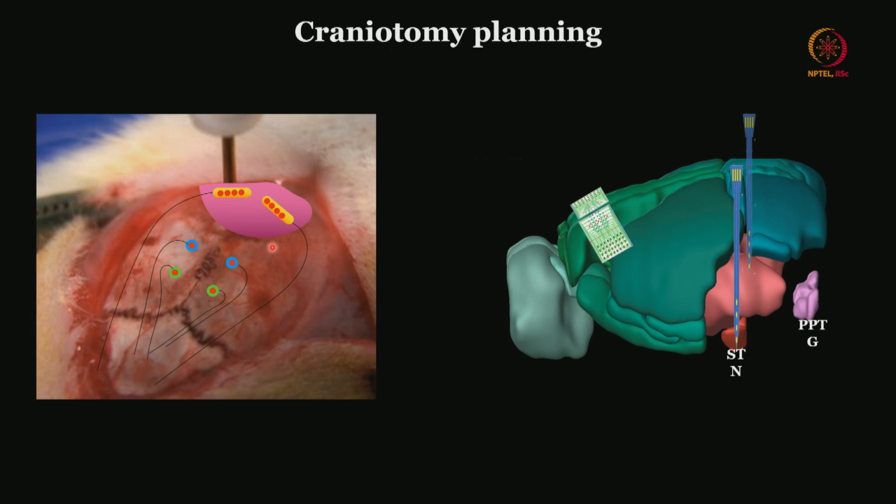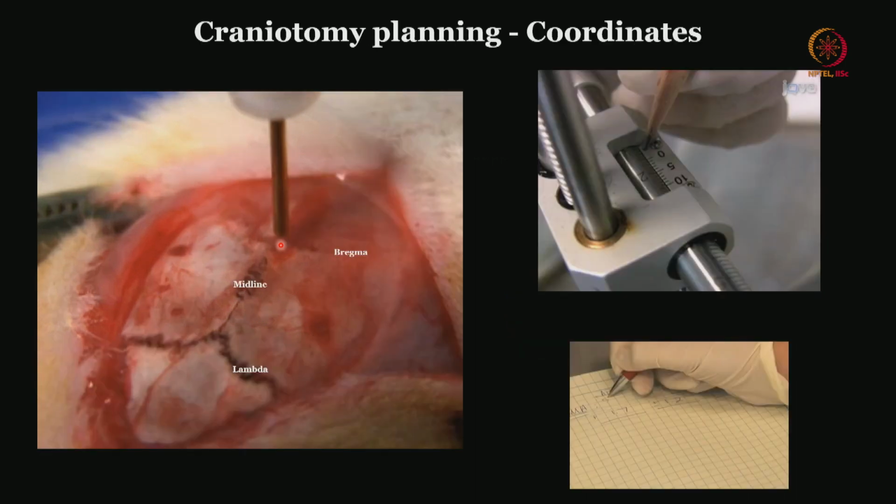This kind of planning and the objective need to be ready before you start the craniotomy procedure, because once the craniotomy is done, it's very difficult to undo the steps and go back and change your strategy, and that rat subject will be wasted. So we need to be really careful before you begin the procedure.